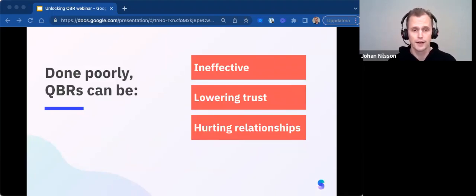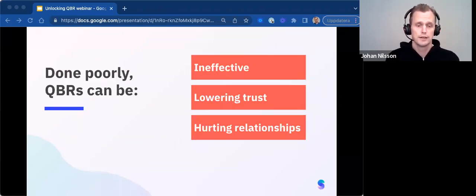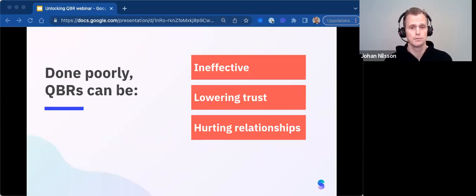Basically, they waste a lot of time. We don't get any progress. It can also be, of course, that they lower trust. In the example shared from these people, if we don't get the stakeholders engaged, we might not get the results we want. It can also be that they actually hurt relationships.